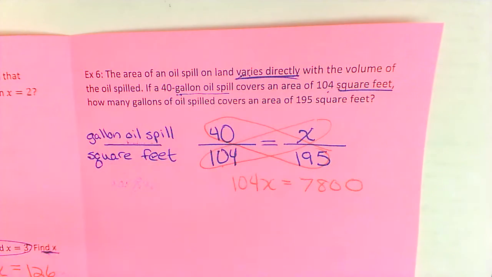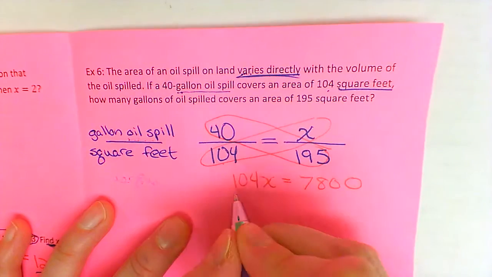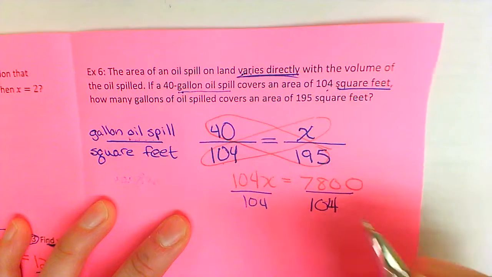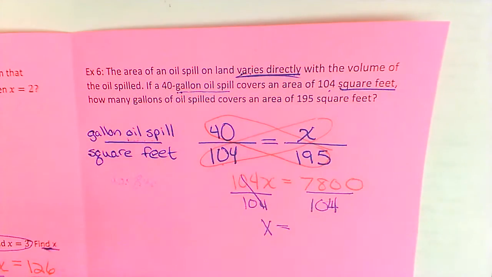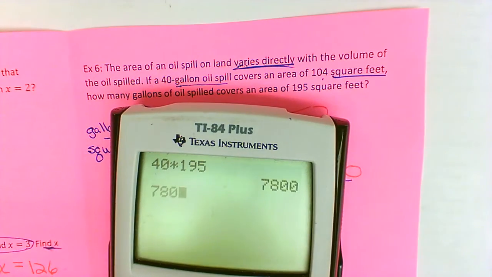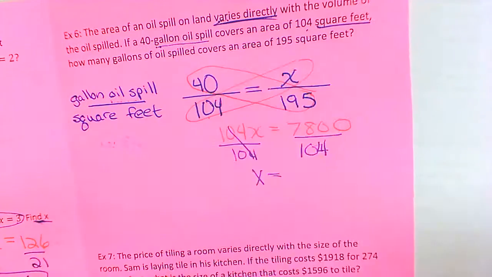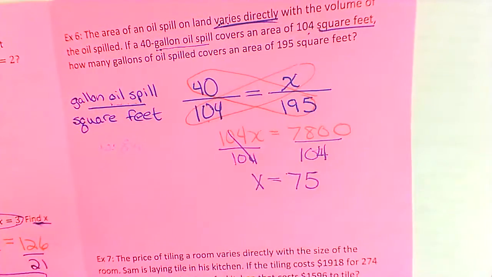After this, it is still just one more step. I've got to get the x by itself, so I'm going to divide both sides by 104, which cancels out on the left. And on the right, 7,800 divided by 104 gives me 75. So x is equal to 75.